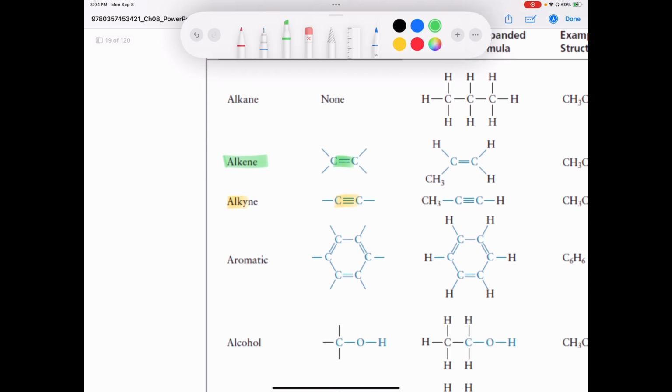Now, you might take a look at this next molecule and say, hey, double bonds, it's an alkene. Well, not exactly, because if you have double, single, double, single, double, single, alternating like this in a ring, we call that an aromatic compound. So you have to be on the lookout for those.